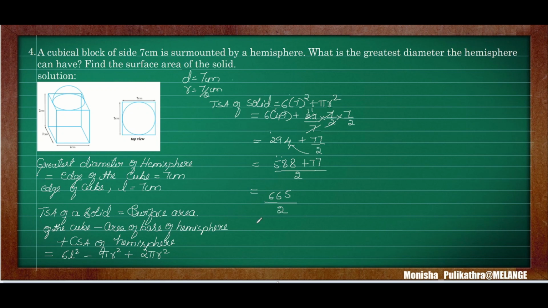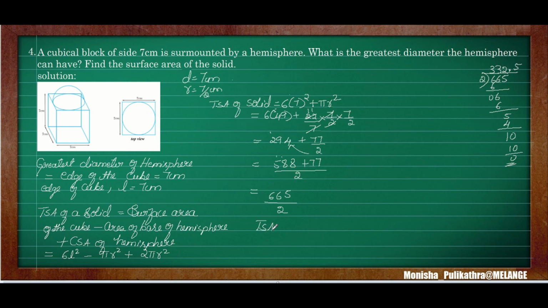665 divided by 2. So we need to divide 665 by 2. 2 3s are 6. Next is 2 3s are 6. Next is 5, 2 2s are 4, 1. Put a point here. 0, 2 5s are 10. So the answer is 332.5.